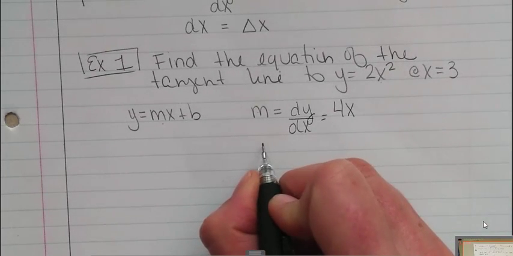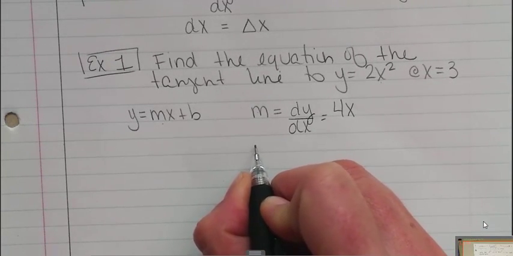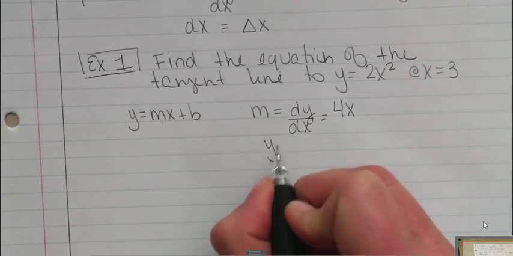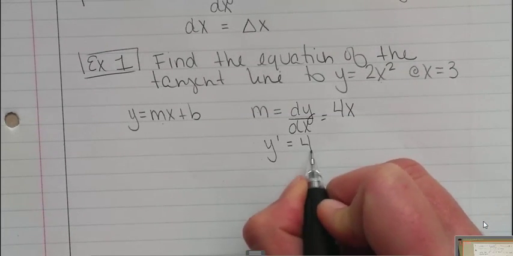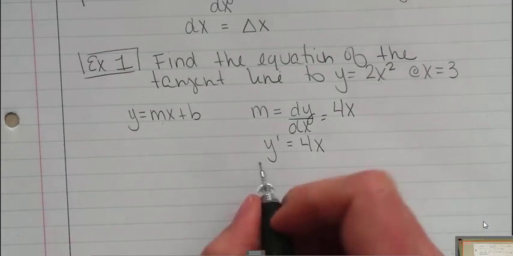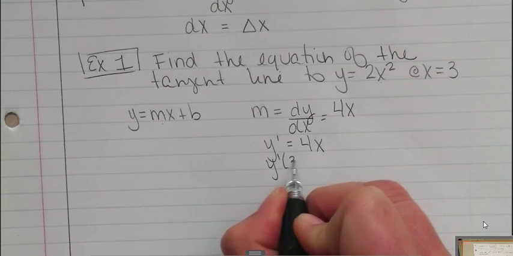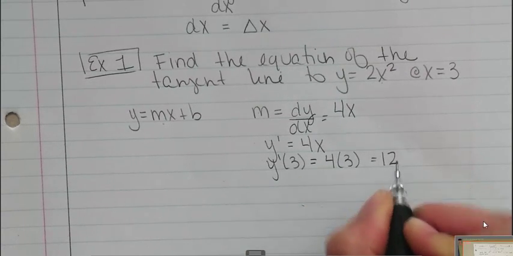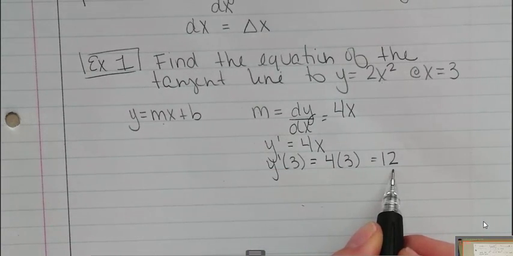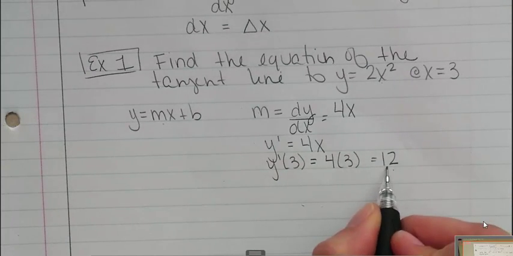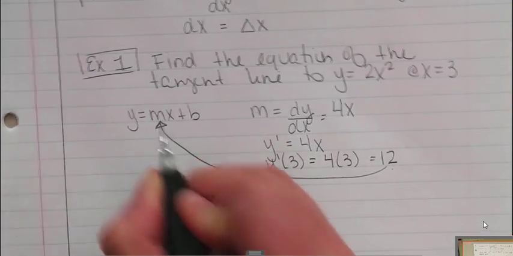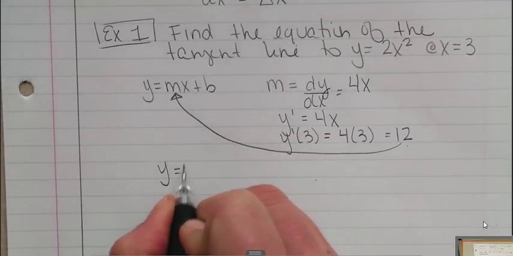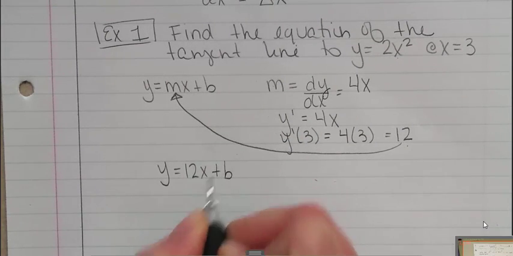Another way I could write this is y prime. So if I wanted it at 3, this would be y prime of 3, which would be 4 times 3, which would be 12. So my slope, in fact, is 12. Taking that and plugging it back into here, I'm going to end up with y equals 12x plus b.